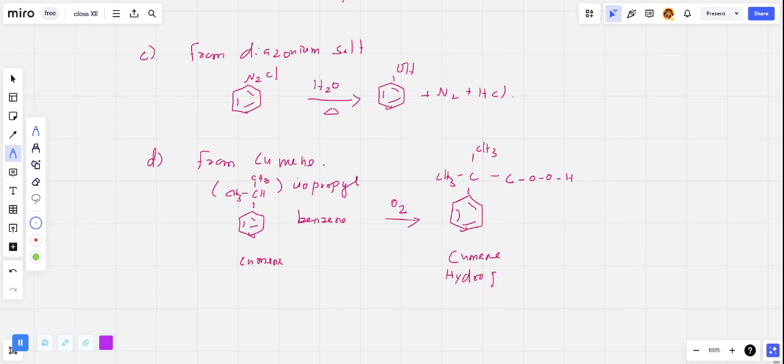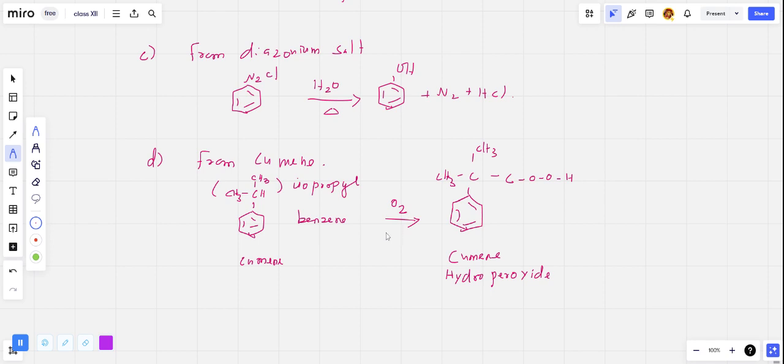Cumin hydroperoxide. So when you are writing the reaction, you have to write the name under the compound like this. Only then, when you write one chemical reaction, does it give all the information: the substrate, the reactant, the conditions, then the product, and the name of the product. If you give everything, you need not give any explanation about this reaction.